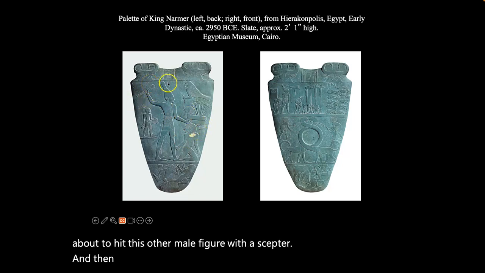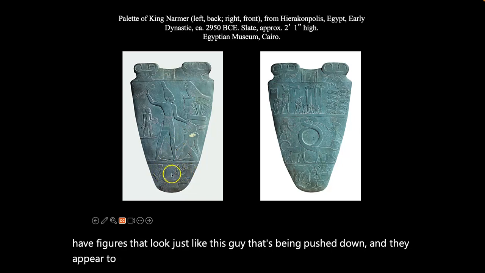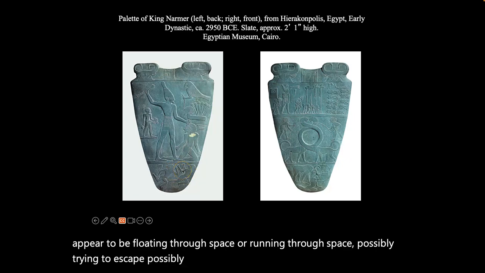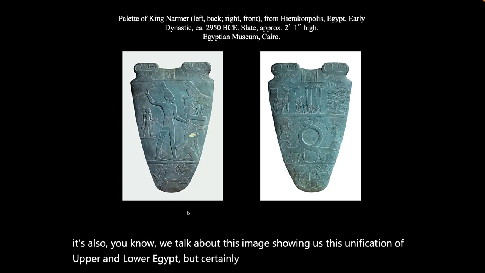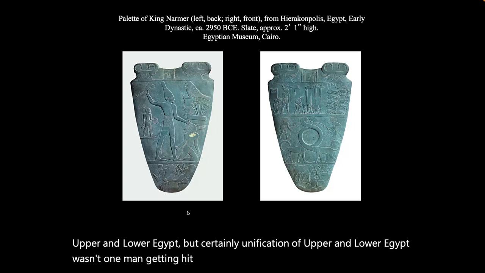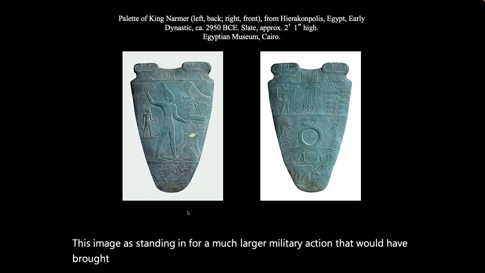And then there are a few other hieroglyphics around. Then down below we have figures that look just like this guy that's being pushed down, and they appear to be floating through space or running through space, possibly trying to escape, possibly they have already been hit. It's hard to say. And we talk about this image showing us this unification of Upper and Lower Egypt, but certainly unification of Upper and Lower Egypt wasn't one man getting hit with a stick. So we have to extrapolate and think about this image as standing in for a much larger military action that would have brought these two places together.